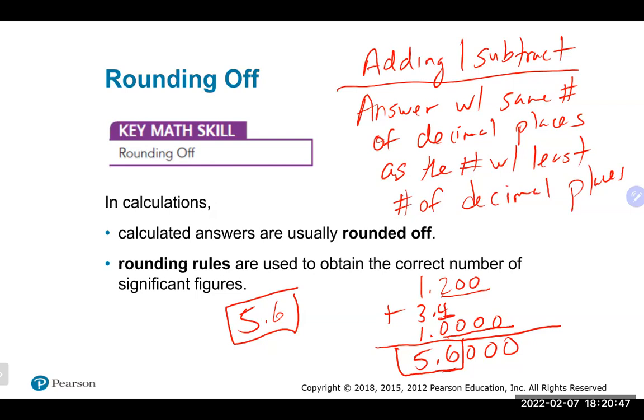Also remember that 5.6 does have one decimal place, but how many significant figures does it have? It has 2 significant figures, which may be very important if you're continuing on and doing another calculation with that number. So that's very, very important. Question on that there? Now, what happens if we do multiple steps, which sometimes happens?